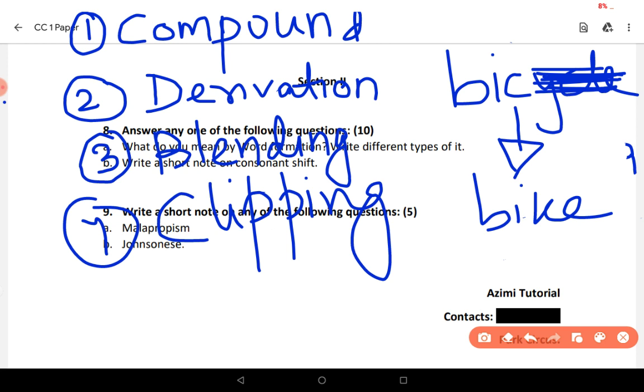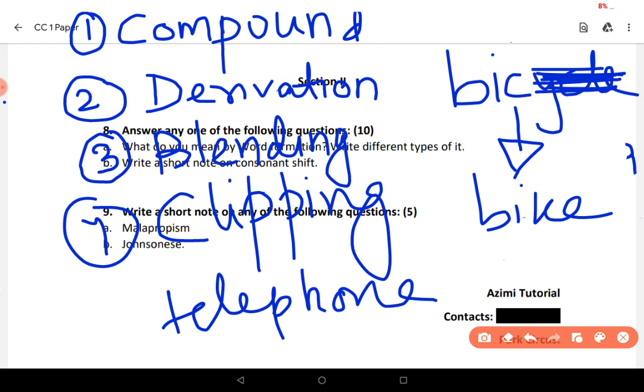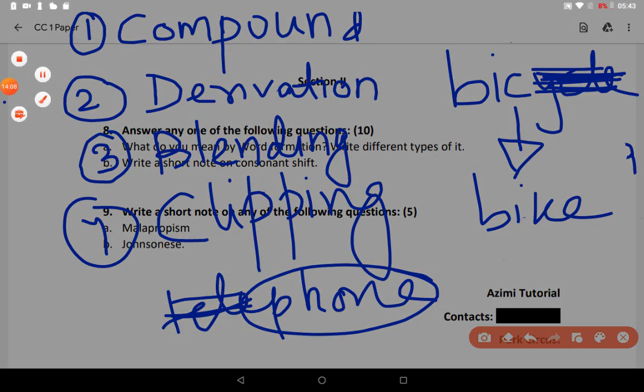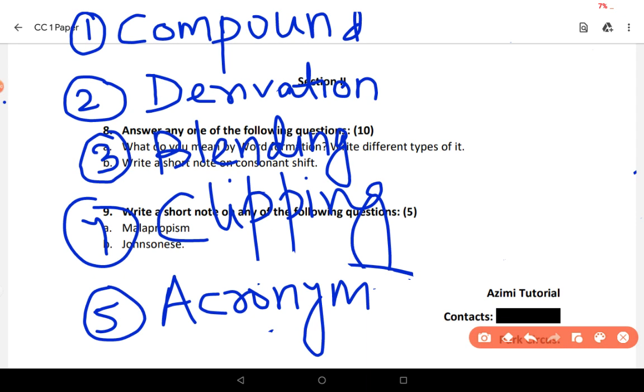Okay, similarly, memo is short for memorandum. Telephone. If we clip the "tele" part, what are we left with? Phone. So these are some of the examples of clipping.